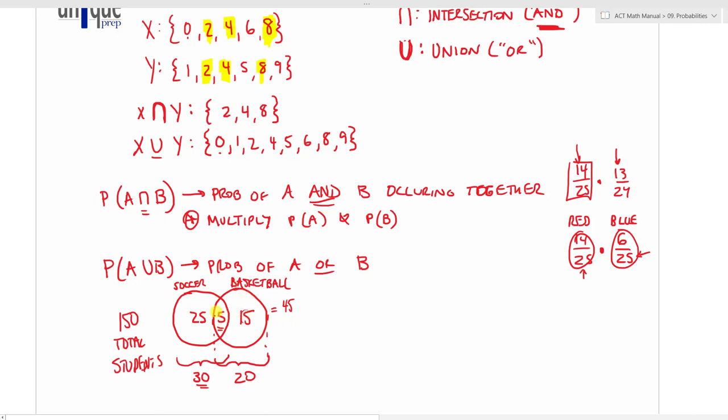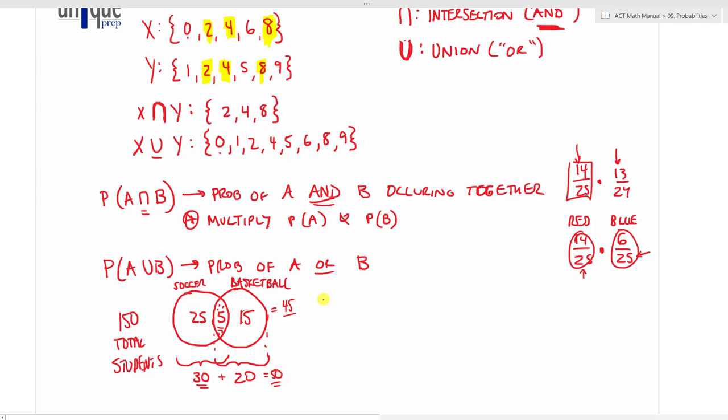Because the 5 students in the middle here, in the overlapping section, we don't want to count them twice. In other words, if we just added this 30 and this 20, we would get 50. But there aren't really 50 total students playing soccer or basketball. There are only 45, because those 5 students, 1, 2, 3, 4, 5, those little dots are students, teeny tiny students, we don't count them once in soccer and then once in basketball. We count them only once in either soccer or basketball. If we count them twice, then we are overrepresenting the number of students.